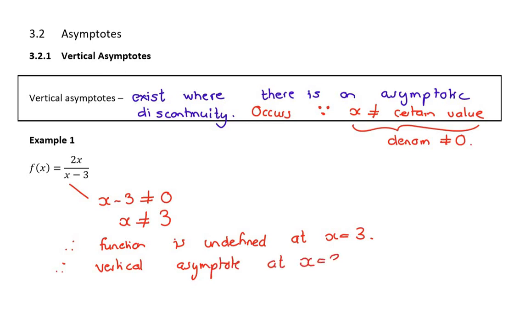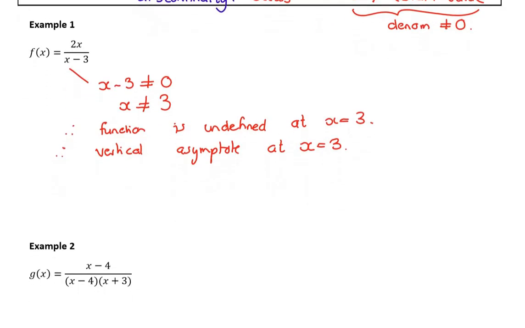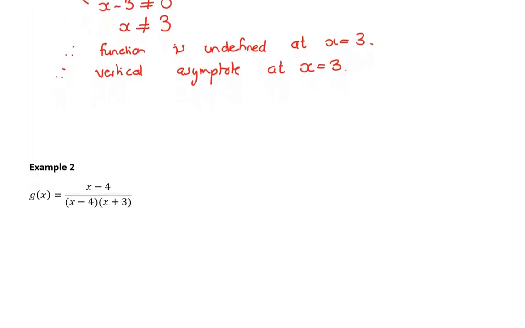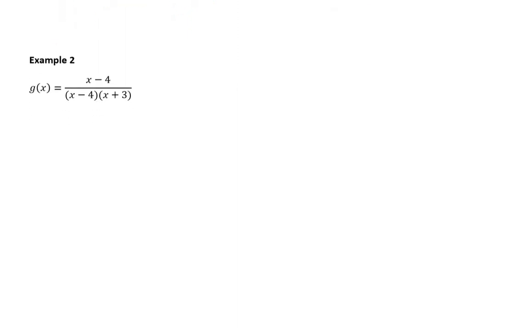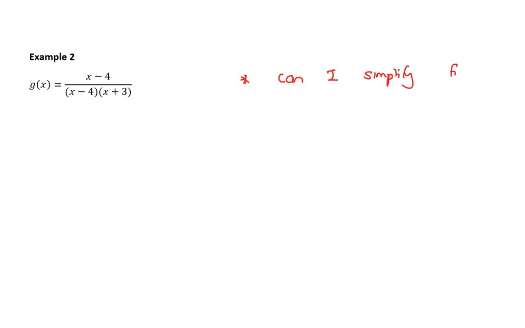Now there's a little bit of terms and conditions that apply, and that's what our example 2 is going to look at. Then we're going to go back to example 1 and write down something extra. Example 2 says, what happens if you have x take away 4 all over x take away 4 times x plus 3? Can you simplify? We should always ask ourselves, can I simplify the function first? That should always be our first question.